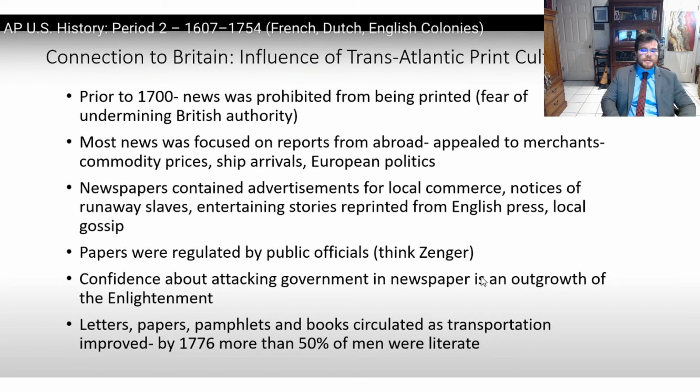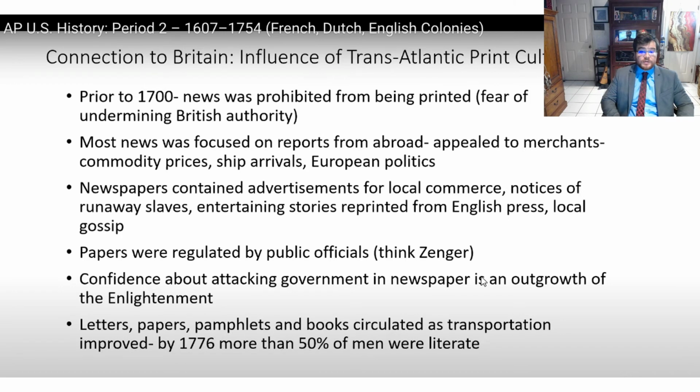Okay, then we think of the Zenger case. So this is before America was even a country. Zenger was a prominent case where he criticized public officials in the New England colonies, and the New England governor.